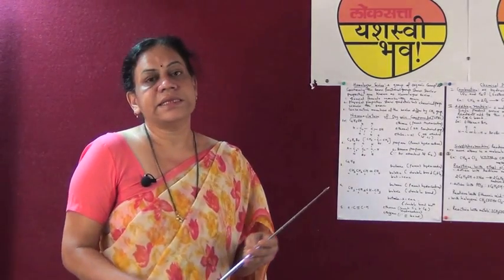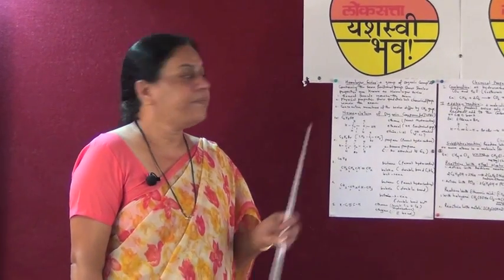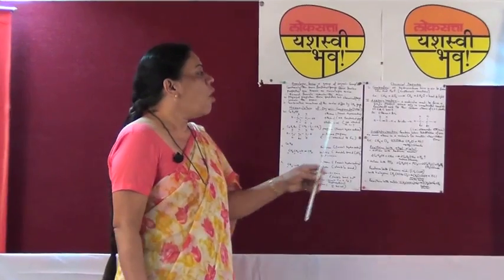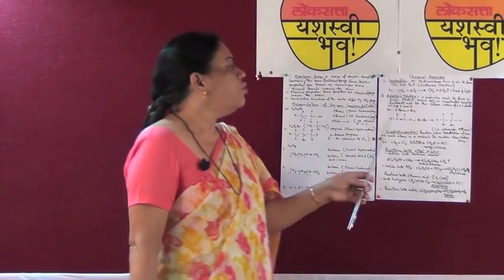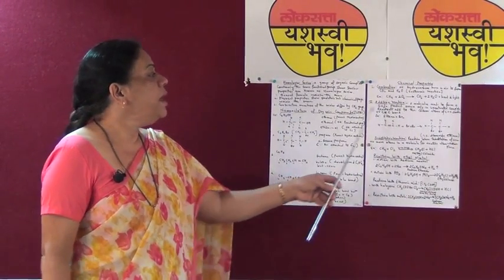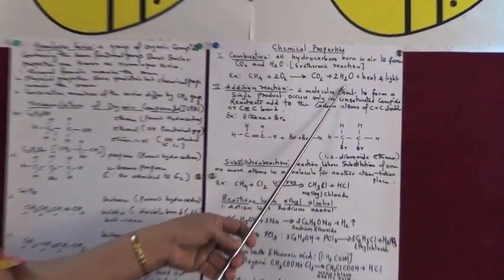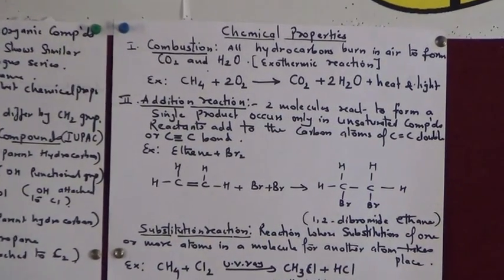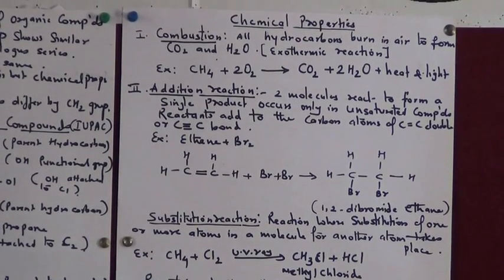Now children, let us discuss some chemical reactions with respect to these organic compounds. The first is combustion. Combustion is when all the hydrocarbons burn in air to form carbon dioxide and water. For example, methane combines with oxygen to form carbon dioxide and water. In the process, a lot of heat and light is given out, and hence they are all exothermic reactions.